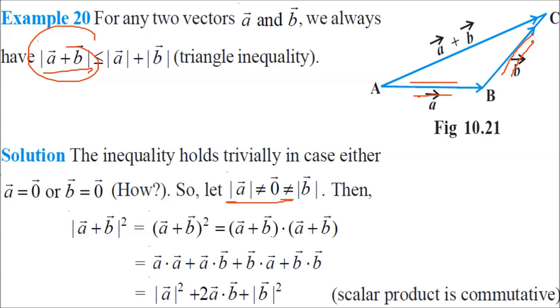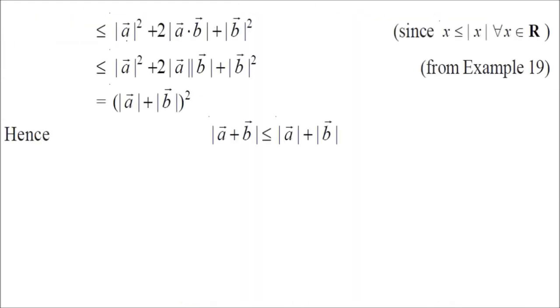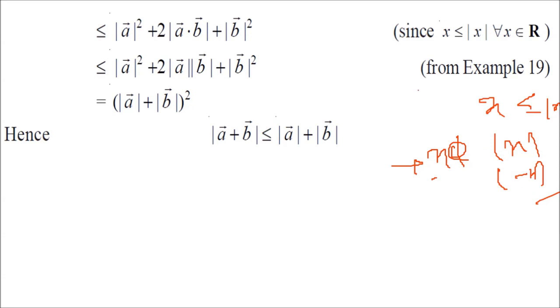It will be a plus b; just open it with multiplication. You'll get a square, b square, and since they are commutative, you can write it as 2 a dot b. Now you see that x will always be less than or equal to mod x, because if x is positive, mod x will be positive, and if x is negative, mod x will still be positive.